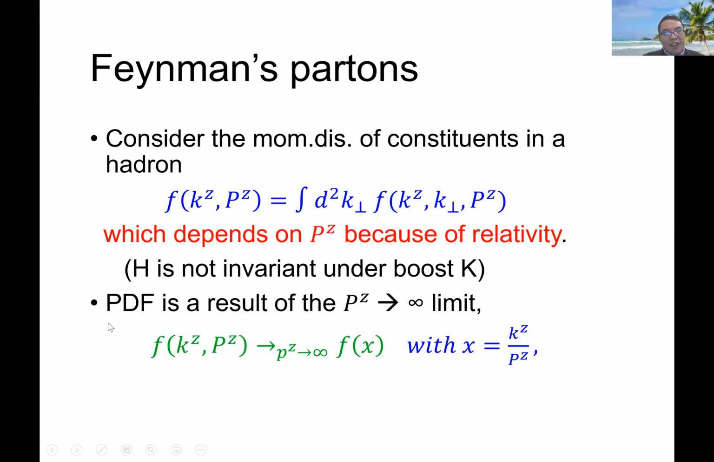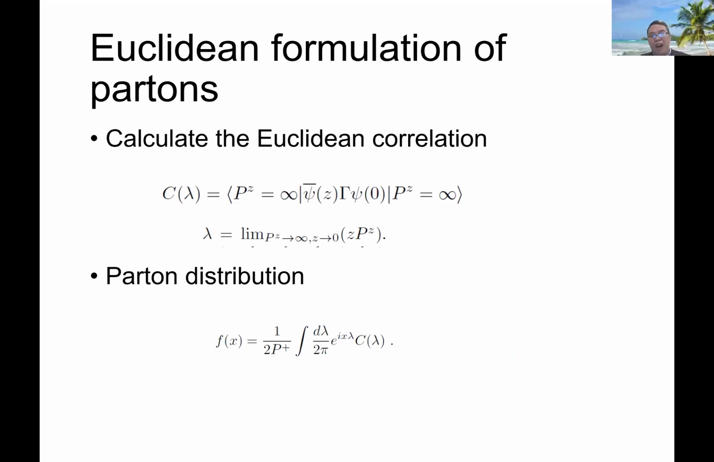And parton distributions are actually a result of the momentum going to infinity. So you take the limit of this with the momentum going to infinity, and you get the Feynman parton distributions. Okay, so that's how the original concept of parton distribution was derived.